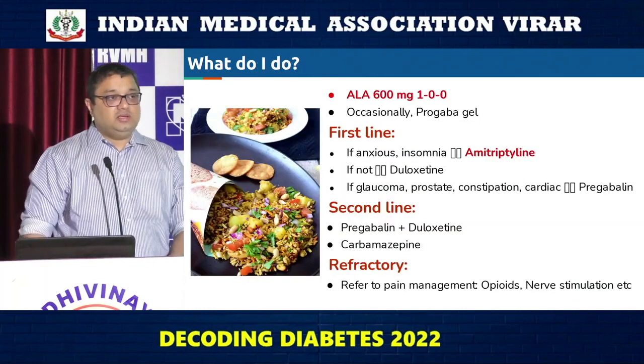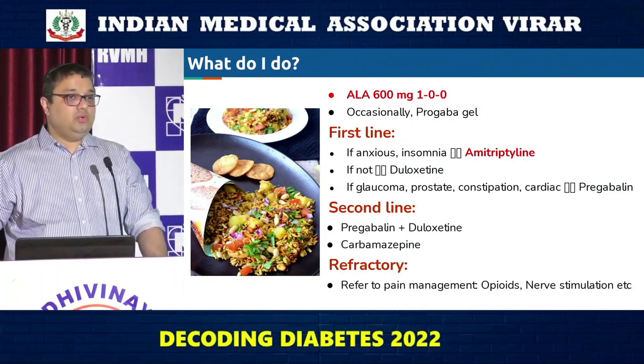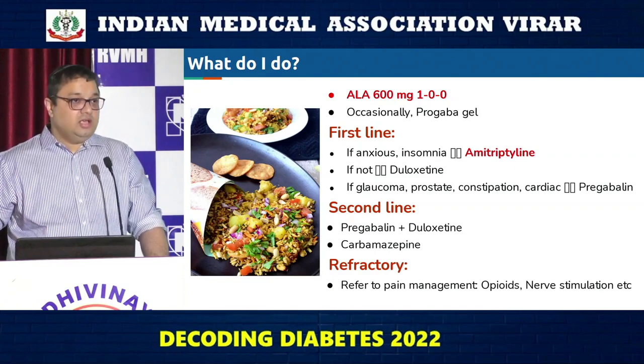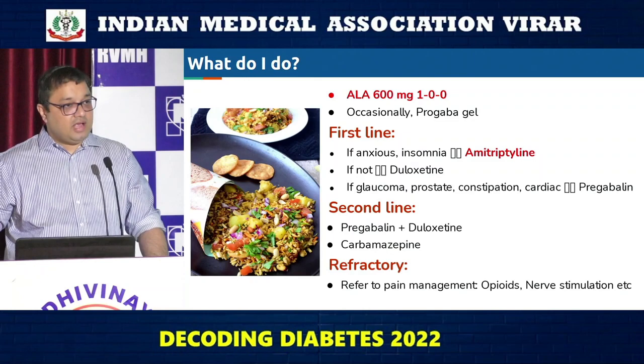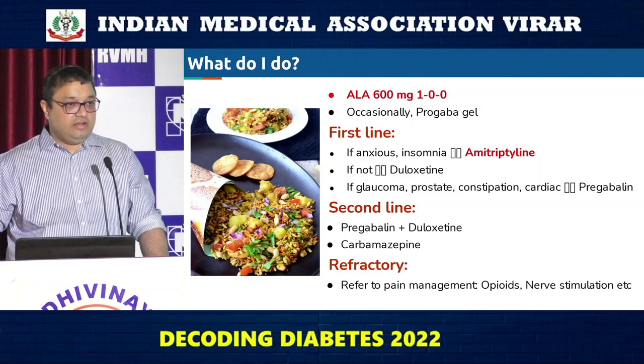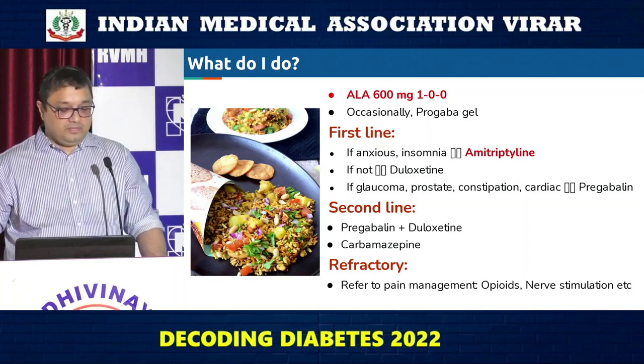So in this bhelpuri of things, this is my final slide. What do I do? As I said, I recommend ALA to all my patients. It's just a free thing that you get, like the extra puri you get. It does have some benefit and without any side effects. If the patient is anxious or has insomnia, amitriptyline is a great choice. Duloxetine is also a good choice, but both of them have anticholinergic side effects. So if a person has glaucoma, prostate problems, constipation, or sometimes cardiac problems, then use pregabalin. And again, Lyrica is unfortunately more effective than the usual pregabalin. Second line, pregabalin plus duloxetine combination, and in some cases carbamazepine.